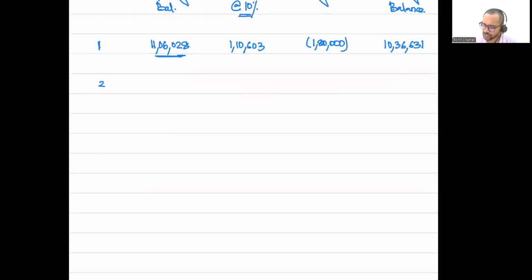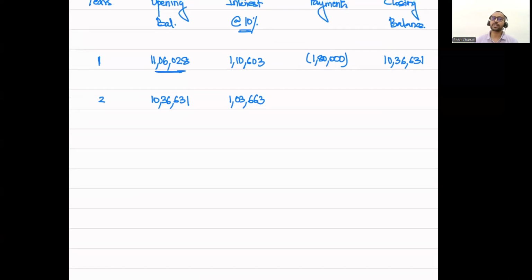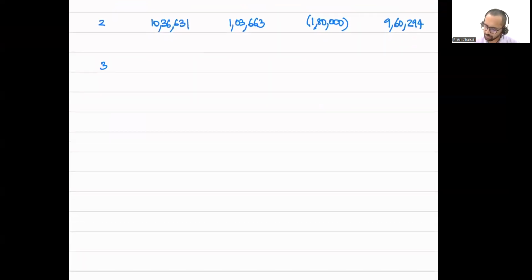This becomes the beginning balance for the second year. The closing balance for the first year will become the beginning balance for the second year. I have interest at 10 percentage of the beginning balance, that is 1 lakh 3,663. I have a payment of 1 lakh 80,000, and the closing balance will be 10 lakh 36,631 plus 1 lakh 3,663 less 1 lakh 80,000, which is equal to 9 lakh 60,294.